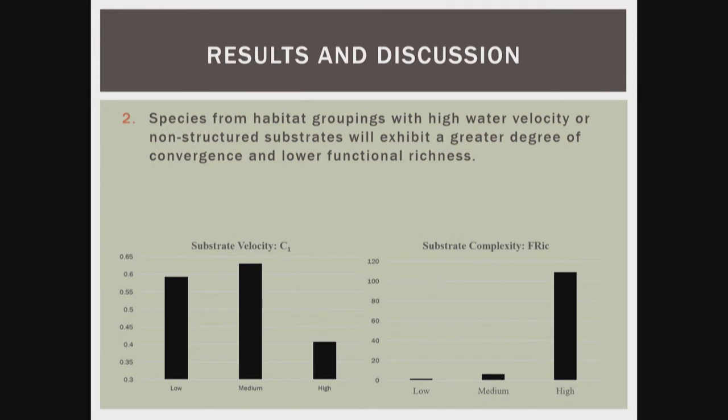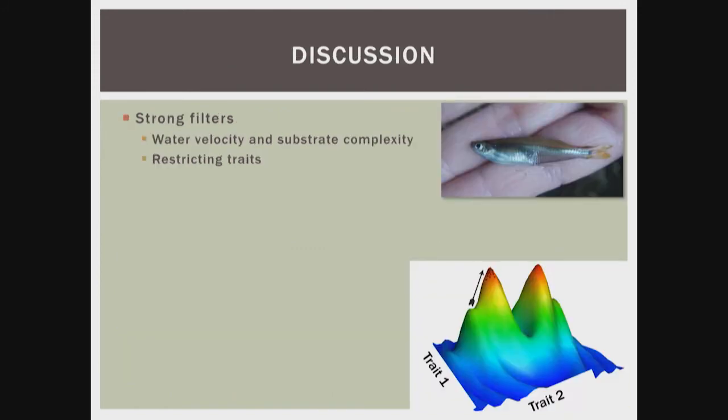And then I was looking at the same thing for structured substrates. So I expected that areas with high or low structural complexity would have high functional C1 values, and it tended to have high C1 values, and also very low functional richness. So this really shows that water velocity and structural complexity are strong environmental filters for fish. And they tend to restrict the traits that can occupy certain habitats.